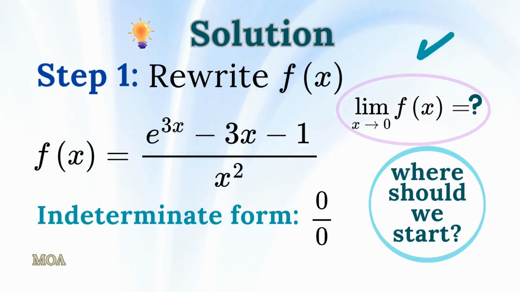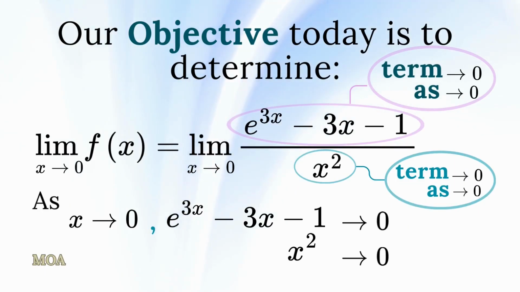Before we begin solving, let's take a basic first step: understand the problem. Then, rewrite the expression whose limit we need to find. After that, a common question naturally arises. Where should we begin? Since our goal is to determine the limit of f(x) as x approaches 0, it's obvious that substituting x equals 0 into the numerator and denominator gives 0 in both cases, resulting in the indeterminate form 0 over 0.